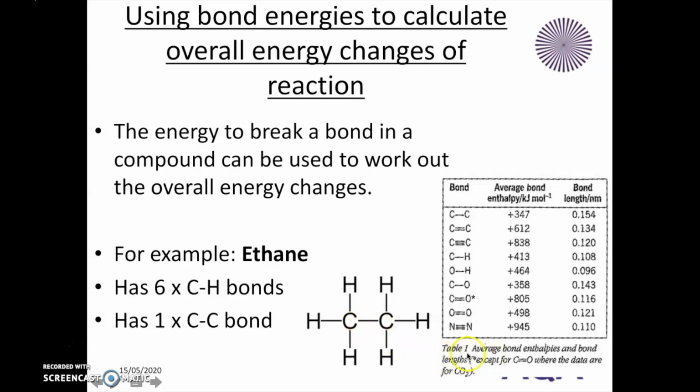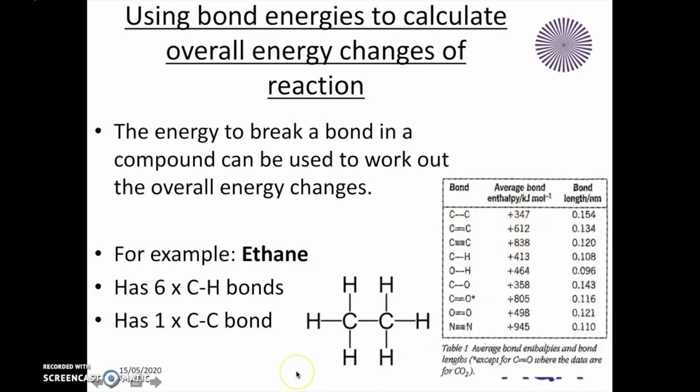Now I was talking about the data table. This is the kind of data table that you get given to you. It will have the bond in there and the average bond enthalpy. The bond length is more for A-level, so that may come up in A-level. But the main ones for GCSE you have to look at are these two columns here. So for example, the bond energy for a carbon-carbon bond is plus 347. So in order to break a carbon-carbon single bond, you will need to input 347 kilojoules per mole, which is a unit of energy, to break the carbon-carbon bond. If it's a carbon-carbon double bond, it will be 612, etc.